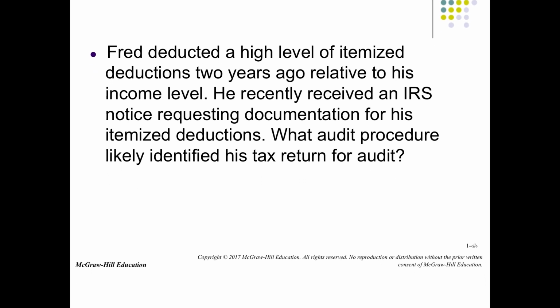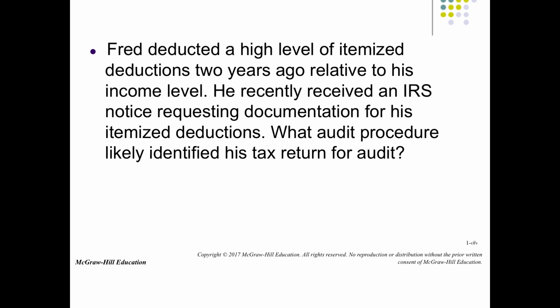Well, so again, I'm just going to go through the answers and talk about why those are the answers. If you're looking for background information on all of this, go to the lecture video. So the audit procedure that would identify his tax return is called the discriminant function system. It's abbreviated DIF.